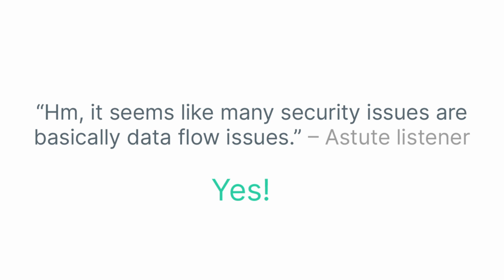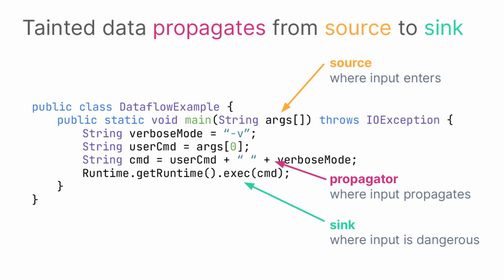So finding a vulnerability in many cases is actually just basic data flow problems, I guess. And there's a few more terminology that we want to introduce, which is a propagator. This is where input propagates from one object to another. So in this example, we have the args. They are stored in user command, the first arg, and then it's appended to some string here. And this one is used, so we call this a propagator.